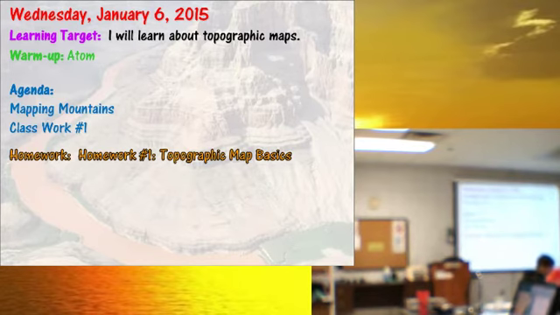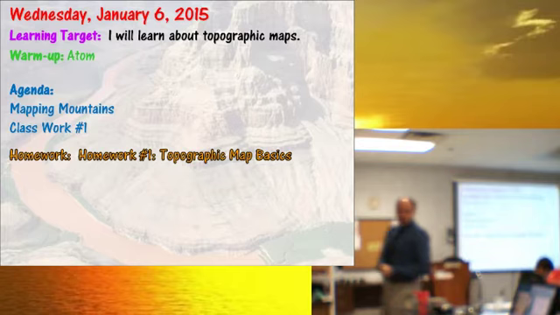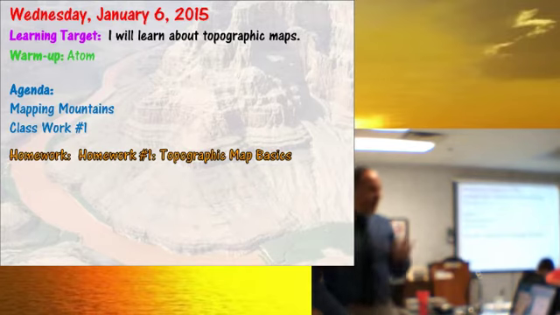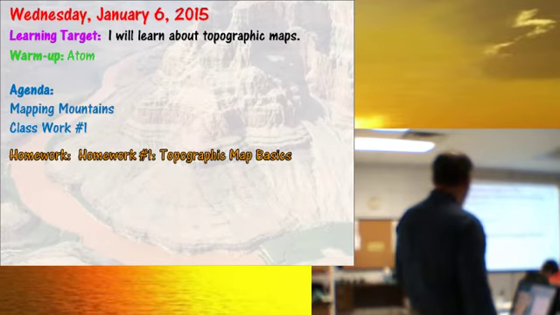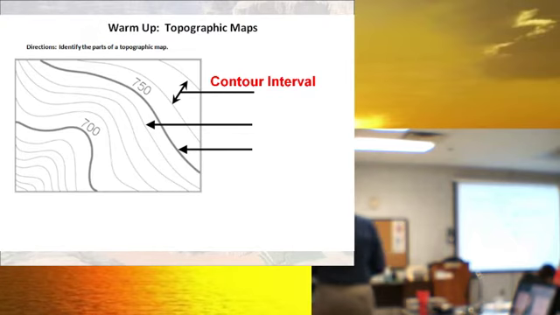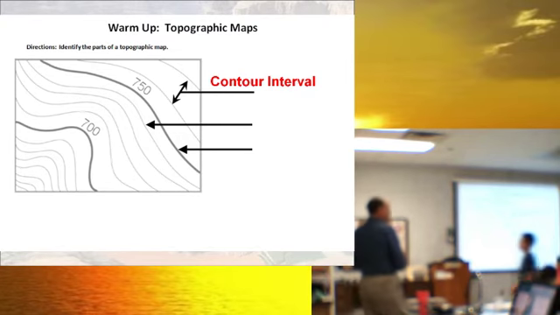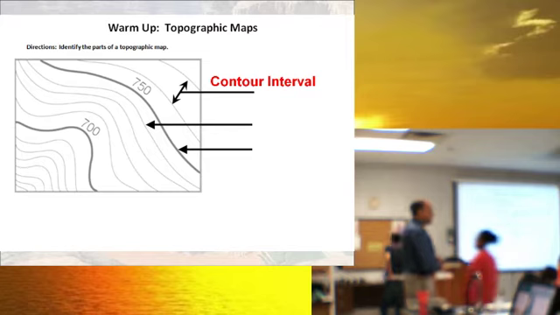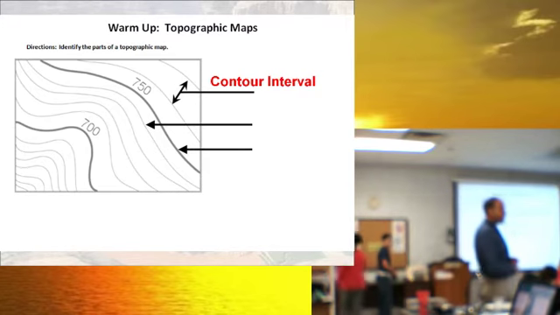Okay, so let's take a look at the warm-up. Let me put it up on the screen here. Again, this is the basic information you need to know about topographic maps. So the first one, the distance between any 2 lines on a topographic map is called what, Gracie?